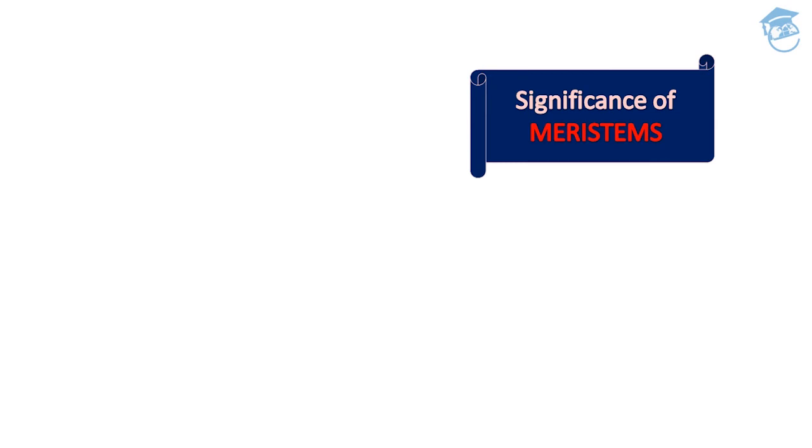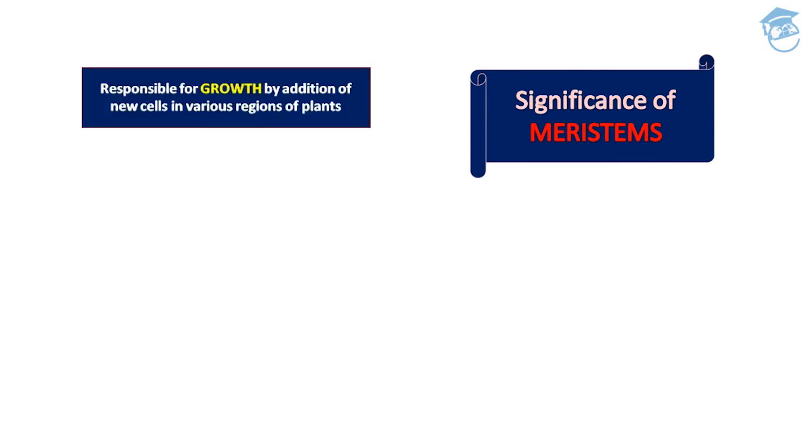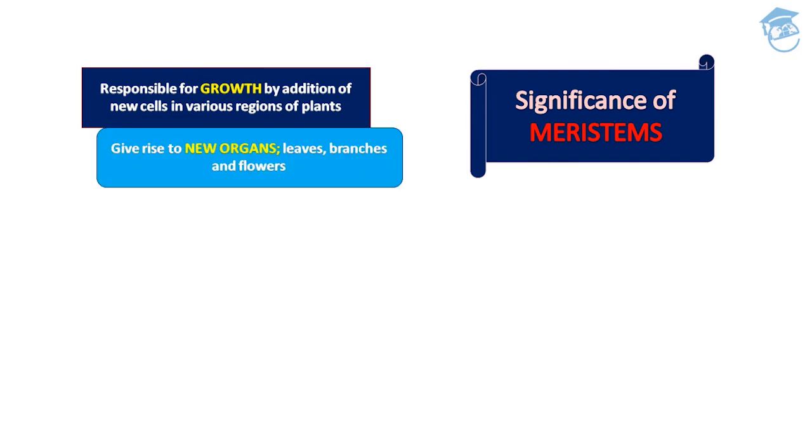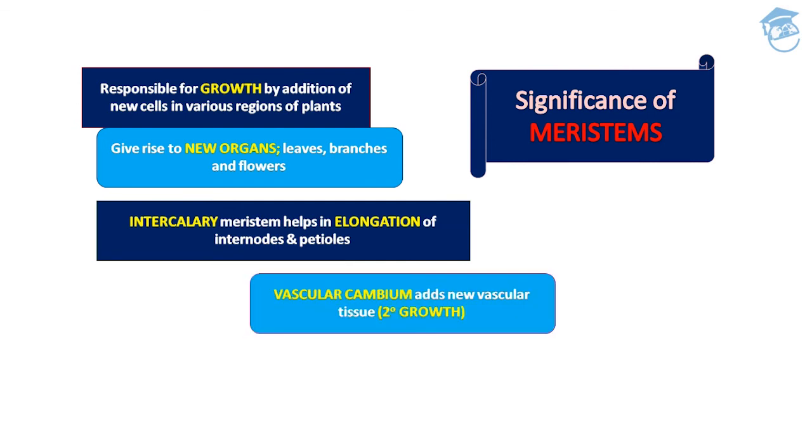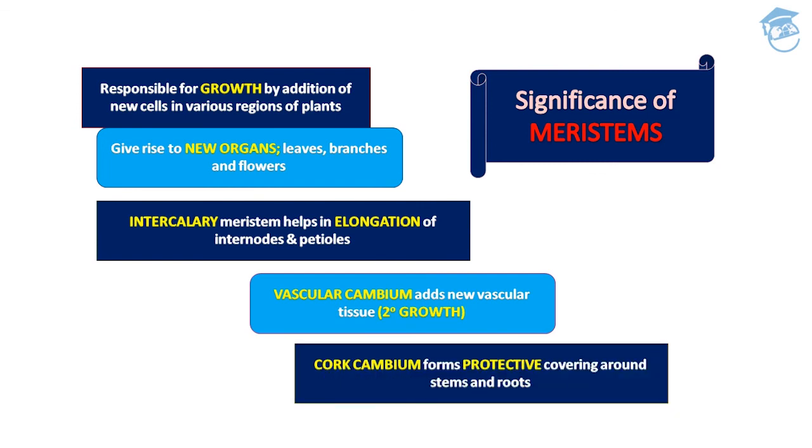Now let's see what the significance of meristem is, students. It is responsible for growth by addition of new cells in various regions of the plant. It gives rise to new organs because these cells keep on dividing, and thus it helps in the repair process. Intercalary meristem, which I have already taught you, helps in the elongation of node, internodes and petiole. And vascular cambium adds new vascular tissue, or it helps in the radial growth of angiosperms, which is also called secondary growth. Then cork cambium forms a protective covering around the stem and root.